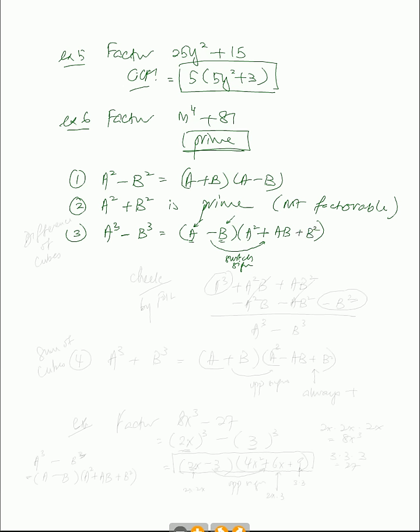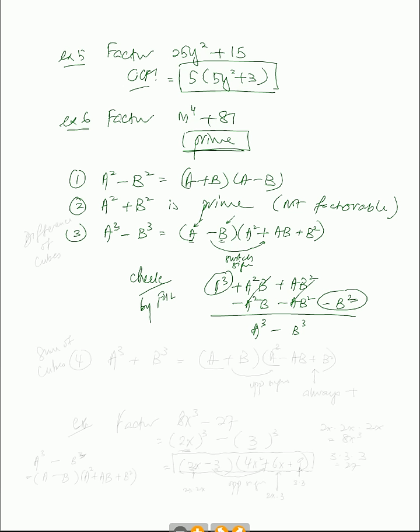But is there a way to check? So of course you check by foiling. So a with a squared is a cubed, a with ab is a squared b, a with b squared is ab squared, b with a squared is negative a squared b, b with ab is negative ab squared, and negative b with b squared is negative b cubed. So when you combine, you notice that the middle pieces cancel, leaving you with the front and the back. That's a cubed minus b cubed.